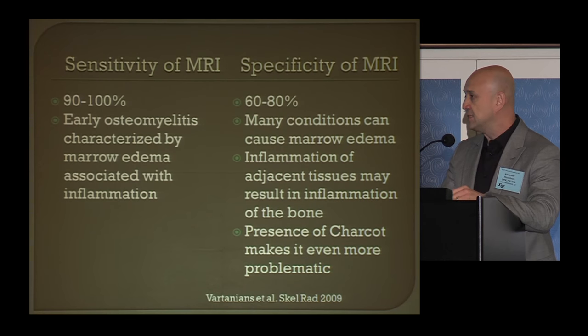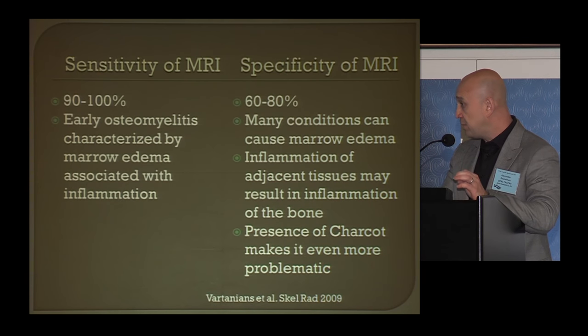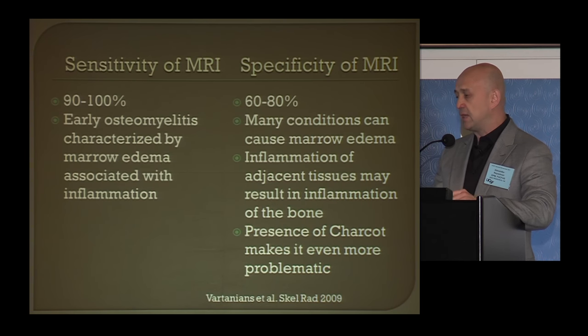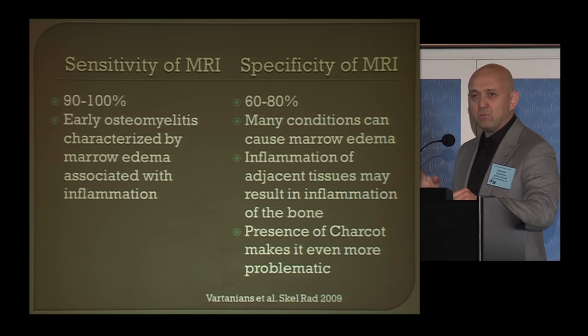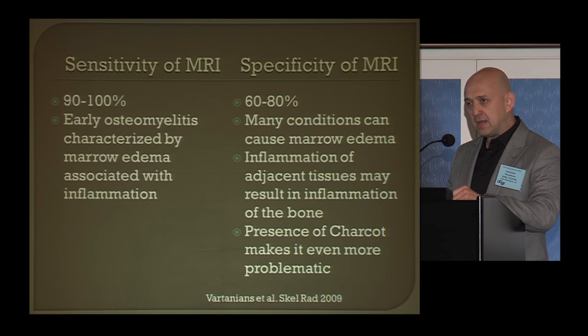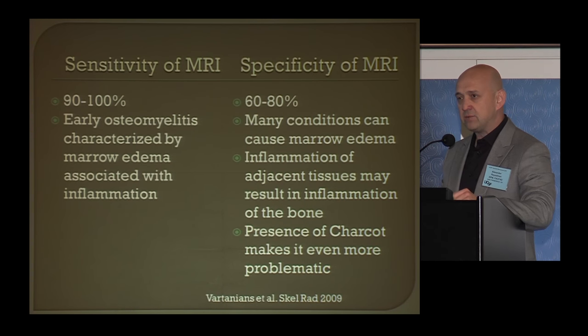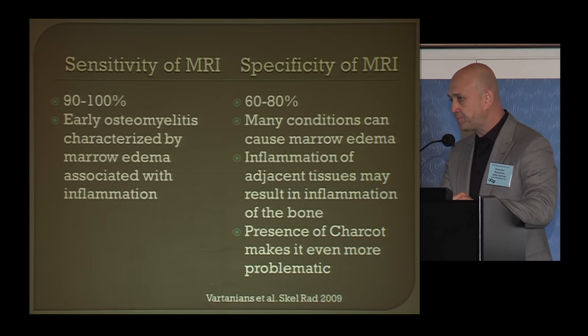However, what happens if the MRI read is positive, right? If it's read as osteomyelitis? Well, the specificity is, let's say, up to 80%. That tells us that at bare minimum, there's a 20% false positive rate. So one out of five patients who are diagnosed by MR as osteomyelitis will not have osteomyelitis. Now, why does that happen?